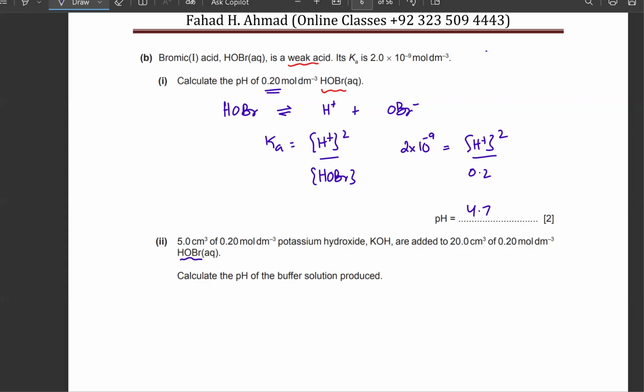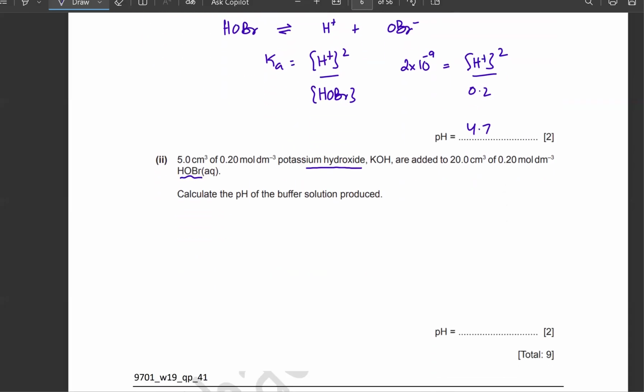He's neutralizing the weak acid with KOH, right? With an alkali. What I'm going to do is first try and figure out what the reaction is. So I've got HOBr and I've got KOH. They are reacting together. Well, what's the reaction? The acid produces the H+ and the base produces OH− ions. They react and form water. And what's left behind? It's going to be K+ and OBr−, and you'll have water that's going to be produced.